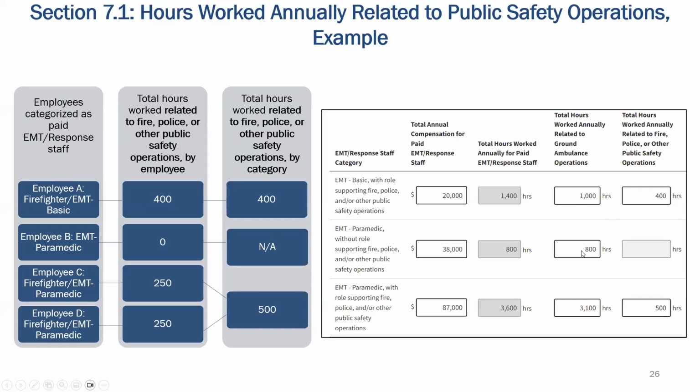For the paramedic without a fire or public safety role, this field is grayed out and you're just reporting the 800 hours total worked. And then for the 2 EMT paramedics with fire roles, that split, this is hours worked for fire. You have 250 and 250, which adds to 500. So you'll report 500 here.